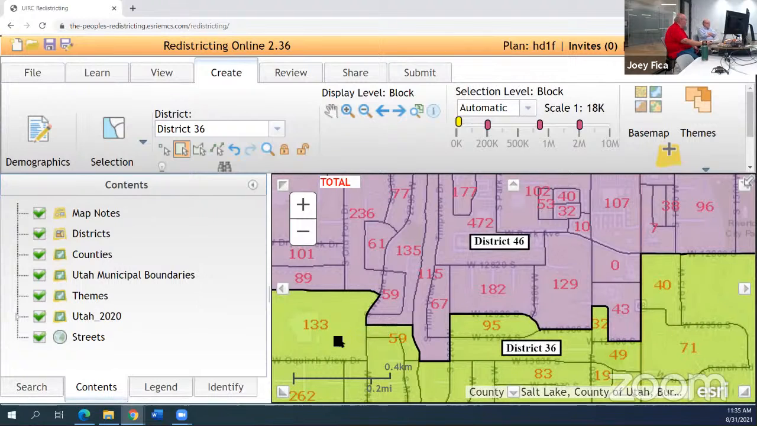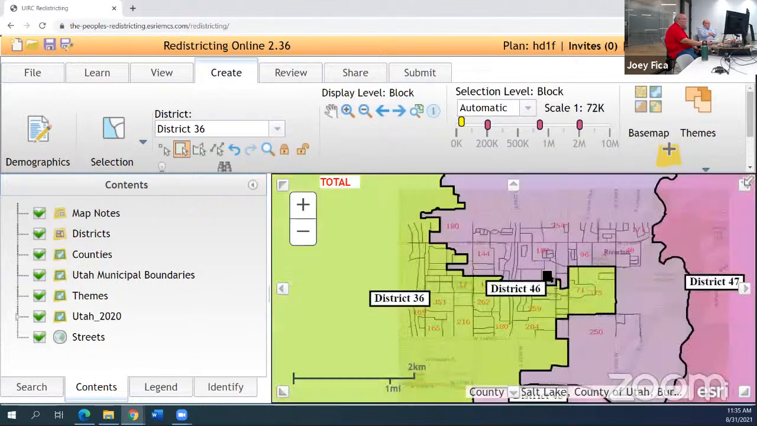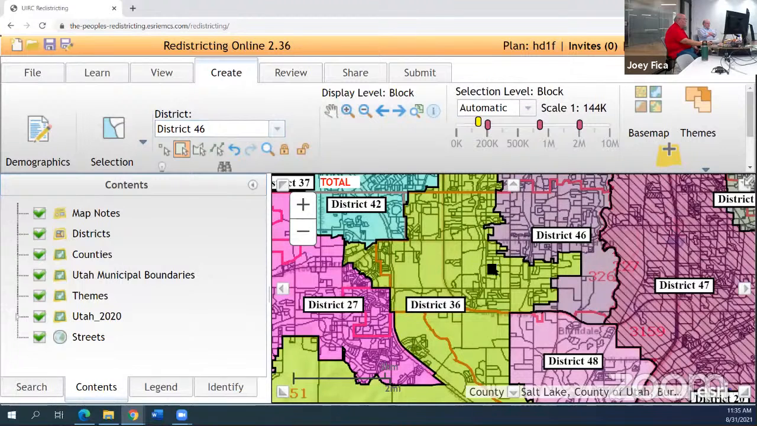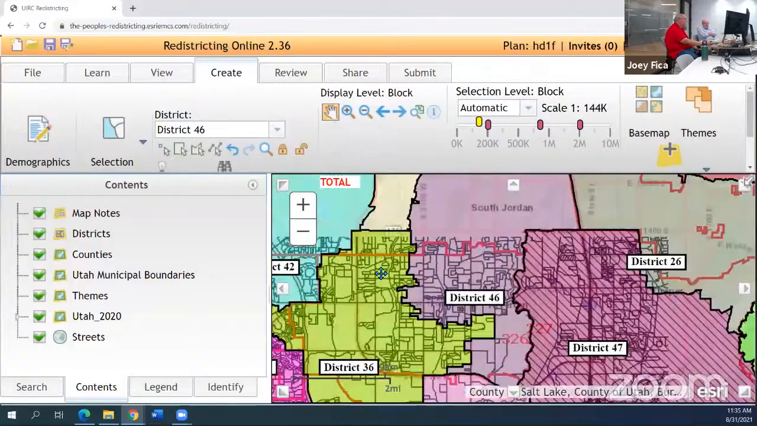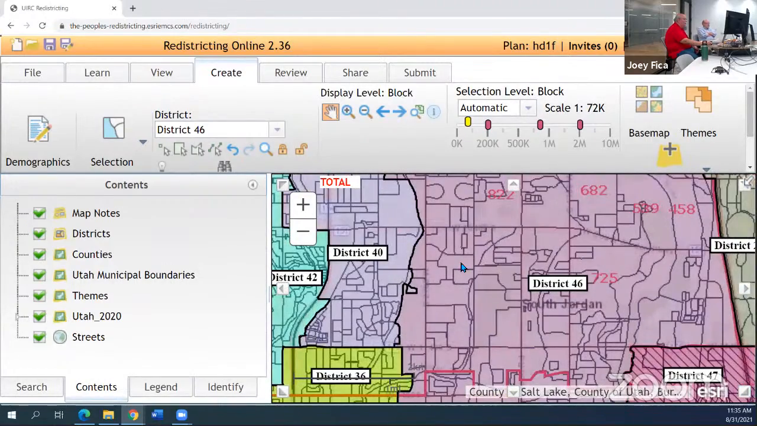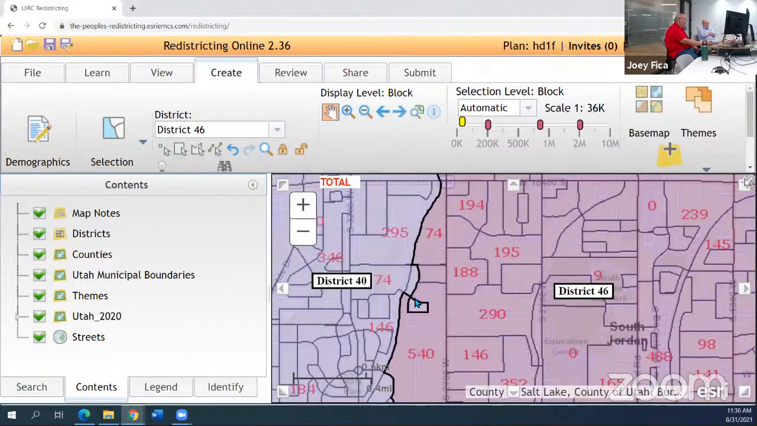Okay, so 46 is now 111, but 36 is 12 over. Okay, so we need to add to 46. 46 needs to have some added to it. You can't get it from 47. But up 48, it's got 18. So 40 is 11 over. So I can get 11 into 46. We're gonna take that tail anyway.